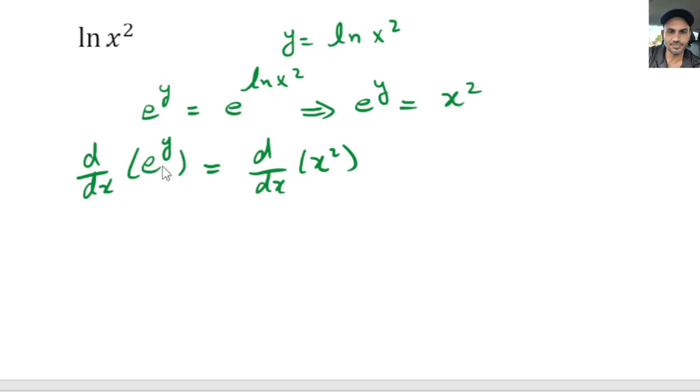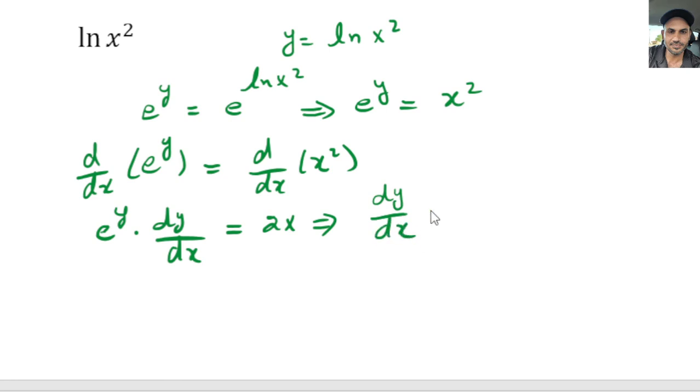The derivative of e to the y is e to the y times dy over dx. It's the chain rule: we're taking the derivative of e to the u, so it's e to the u times du over dx. Same thing here, e to the y times dy over dx equals the derivative of x squared, which is 2x. Now we divide both sides by e to the y, so we get dy over dx equals 2x over e to the y.